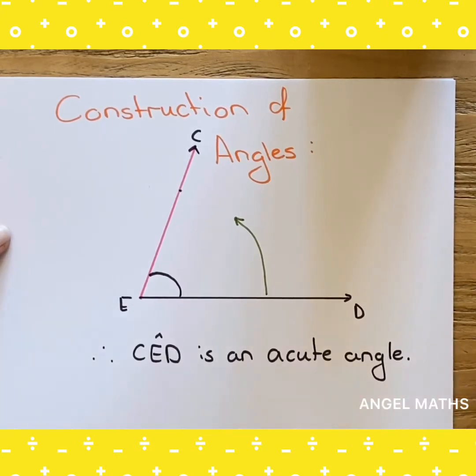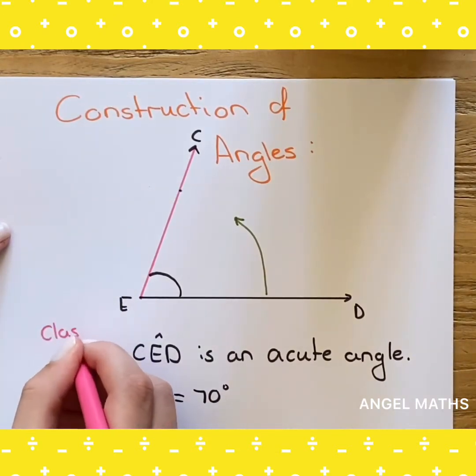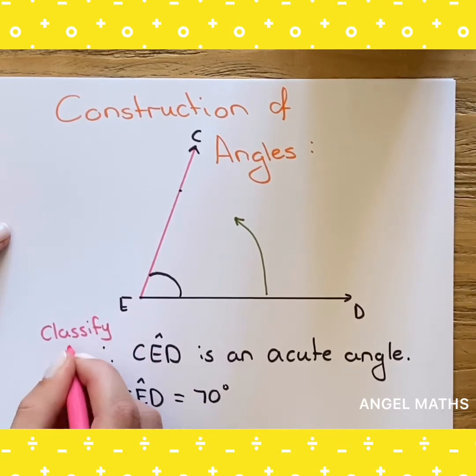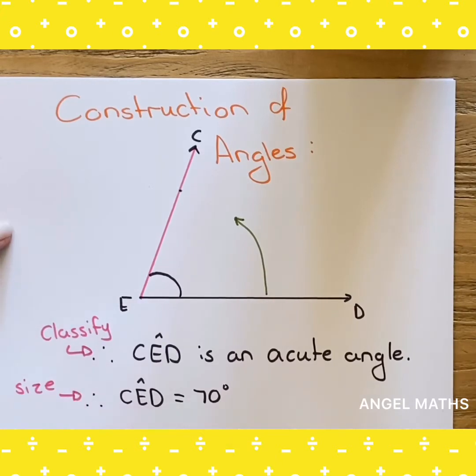Now if it said to give it size, we would say therefore CED equals 70 degrees. So just as a reminder, this is to classify, and this is for its size. Okay.